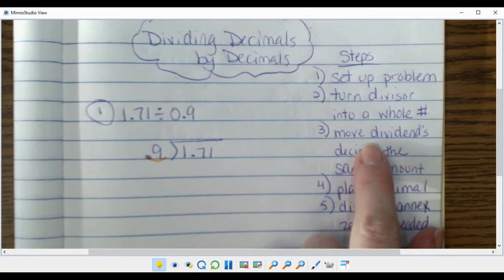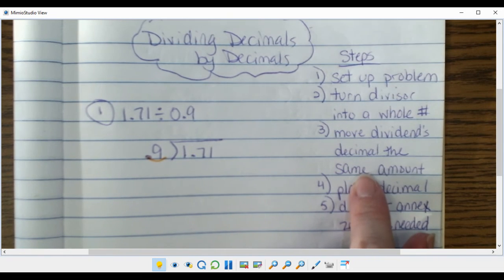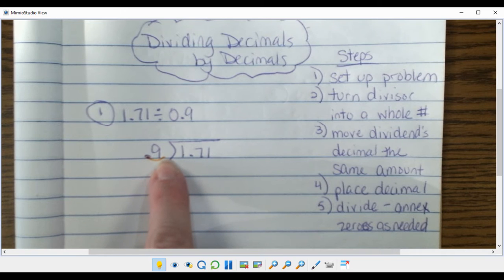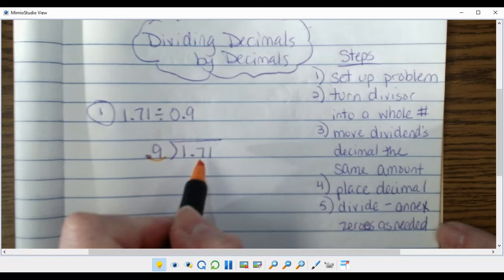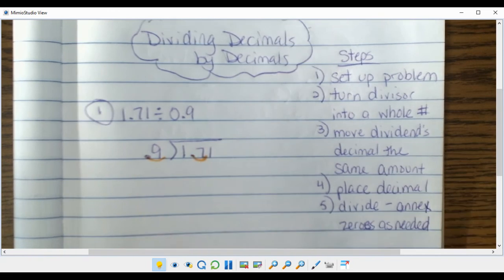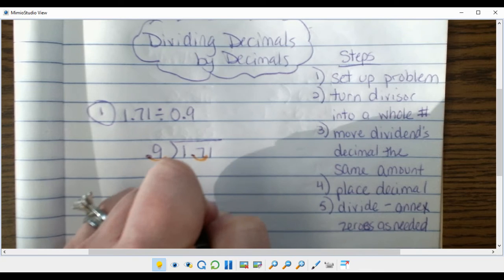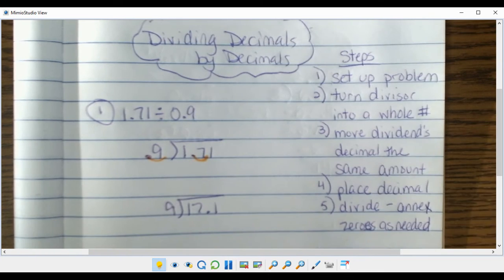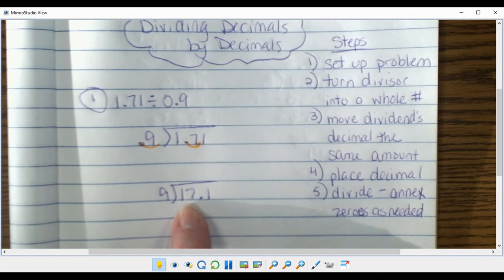Step 3 says to move the dividend's decimal the same amount. So if I moved one space here, I'm also going to move one space here. We've multiplied both of these numbers by 10. The new problem is 17.1 divided by 9. If I take out all my movement and everything here, this is 17.1 divided by 9.